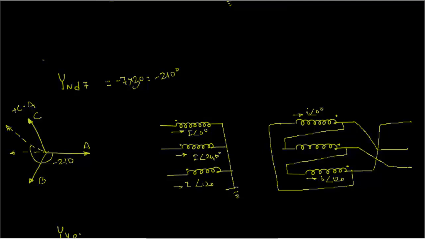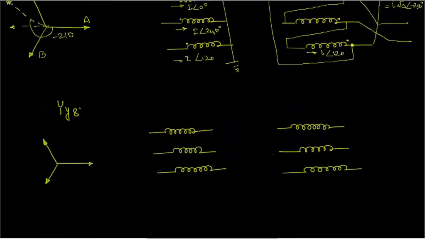So it's obvious that here at this node, the current that is being fed to the line is nothing but I at an angle of 120 degrees minus I at an angle of 0 degrees, which is nothing but root 3 times I at an angle of minus 210 degrees. Similarly, we can check for other phases as well, but this is the connection which is equivalent, or this is how the windings of a transformer will be connected whose vector group is Y and D7.